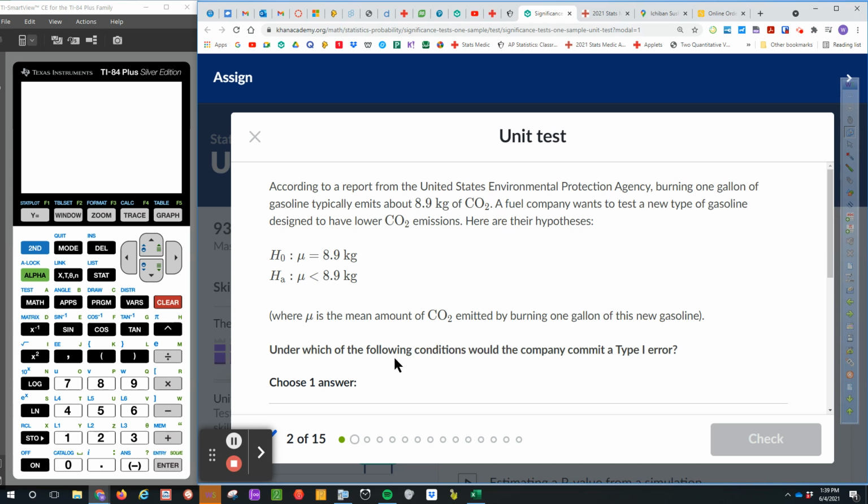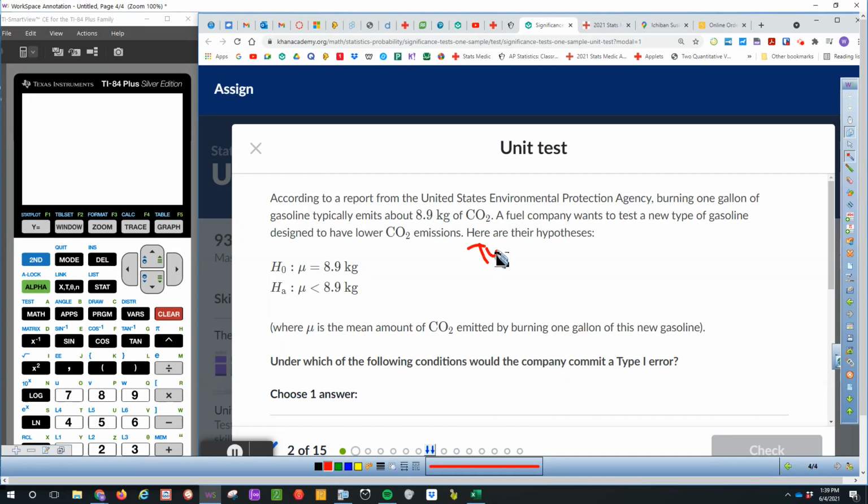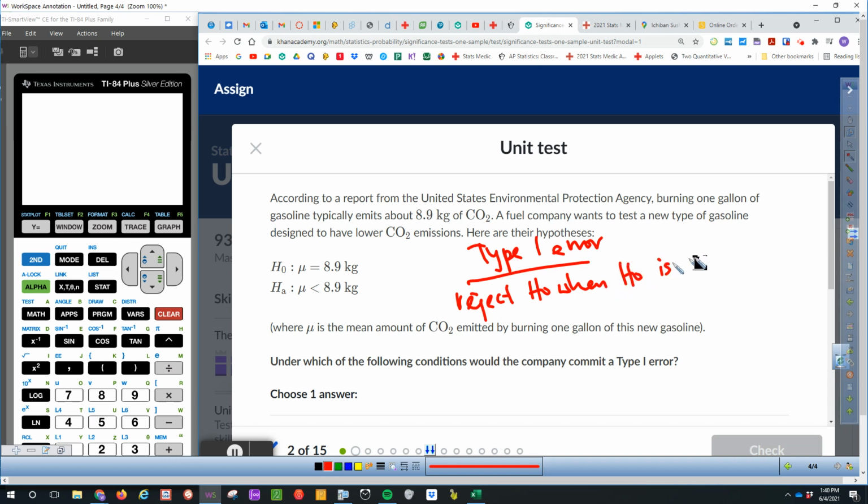Under which of the following conditions would the company commit a type 1 error? Let's review a little bit of what a type 1 error is. A type 1 error is when you reject H naught when H naught is true. So you reject this and you are claiming the alternative, but actually H naught is true. So a type 1 error is you reject H naught when H naught is actually true.